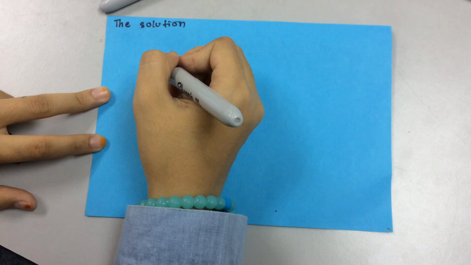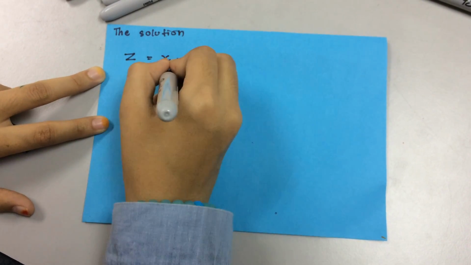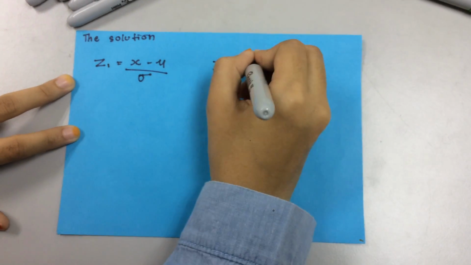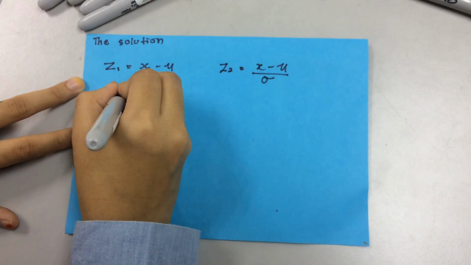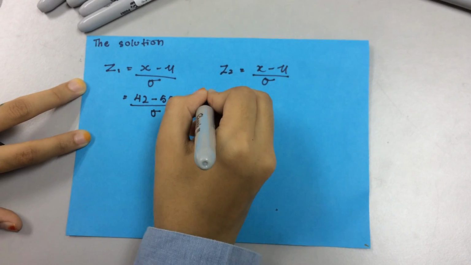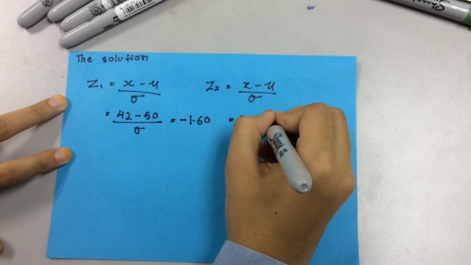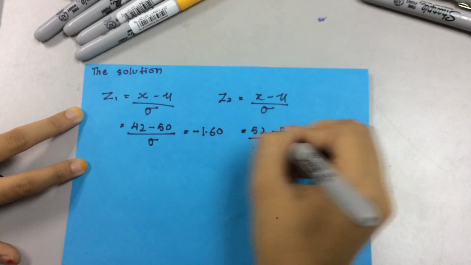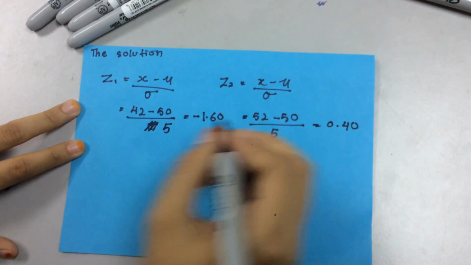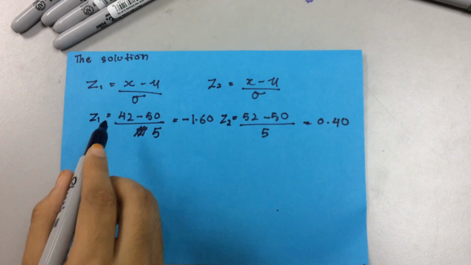We know that the formula for the normal distribution is Z equals X minus mu over sigma. For this question, we have two Z values, Z1 and Z2. For Z1, 42 minus 50 divided by 5, which is negative 1.60. For Z2, 52 minus 50 over 5, equal to 0.40. So this is the Z for Z1 and this is the Z for Z2, where the lifetimes are 42 hours and 52 hours.